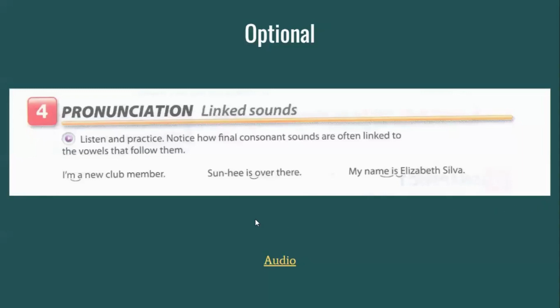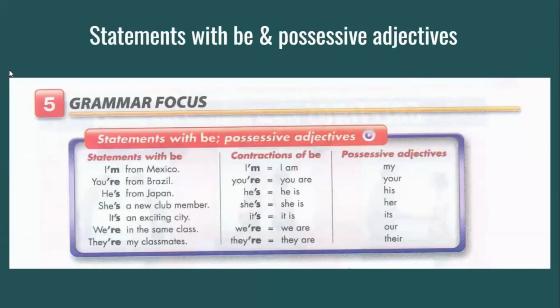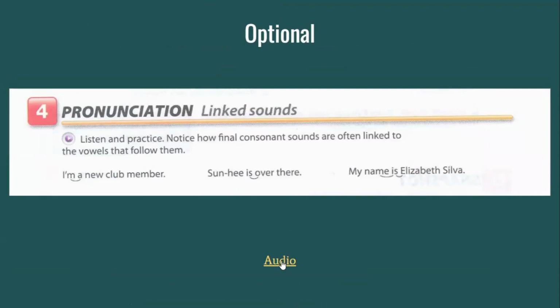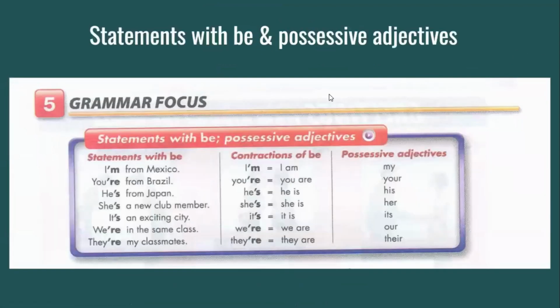Next, we have pronunciation. Here we are going to be looking at linked sounds. Now, what are linked sounds? Most of the time when words end with consonant sounds, the sound of vowels usually gets linked with them. Example: "I am a new club member." The word is ending with a consonant, and then we have a vowel following it. So I will say, "I am a new club member. Sunhee is over there. My name is Elizabeth Silva." That is how I will be introducing. When you study on your own, do listen to the audio and practice. Let's move to the next part.